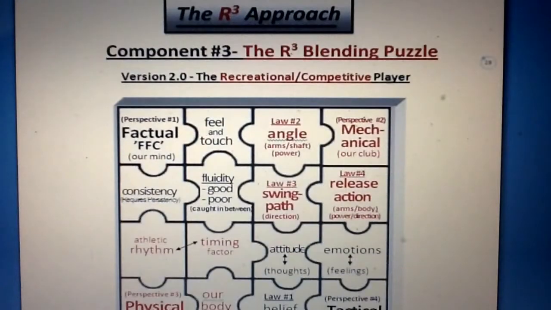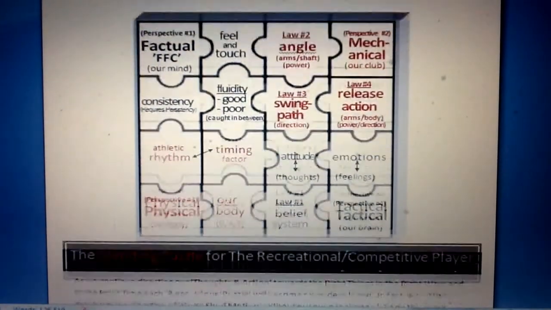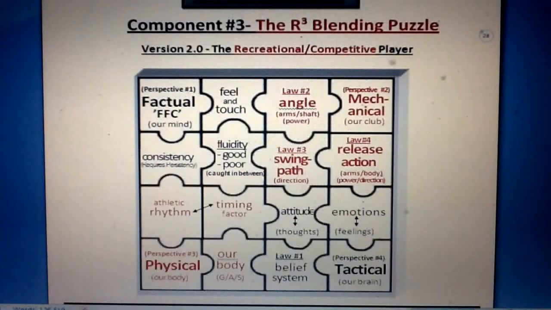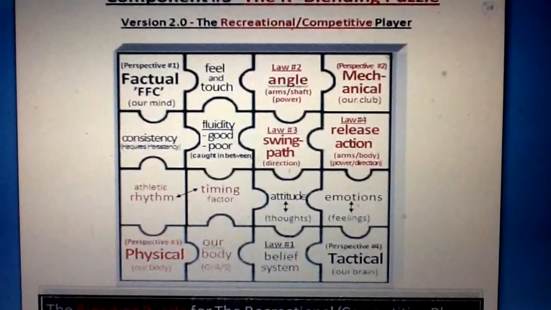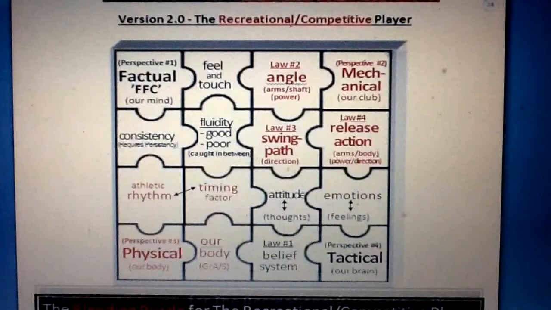And then version 2.0 of the puzzle, the recreational competitive level player. This level player has had more experience with the game. Each piece of the puzzle is becoming a little more defined and a little more developed. During the R3 approach, we begin to have a good look at each one of these puzzle pieces and also begin to define in a little more detail what each one of these pieces has to do with.